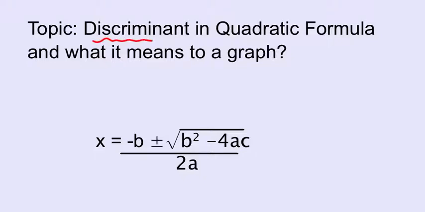Discriminant in the quadratic formula. So I have below here the quadratic formula, and we're going to focus on this piece right here. This is called the discriminant. And that discriminant tells us a lot about our graph, and if we will have real zeros or non-real zeros, we'll have x-intercepts or not x-intercepts, and how many we might have.